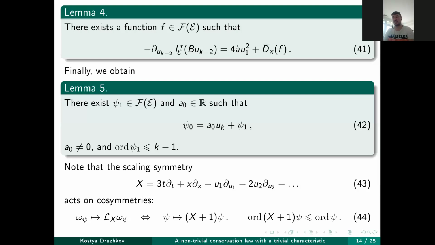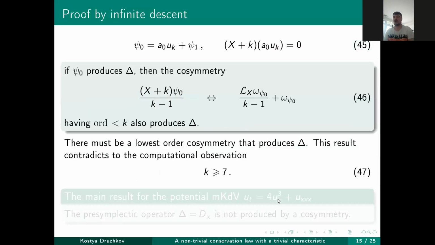This information itself is not that important, but it's nice to know, right? It's easy to see because of the structure of these coefficients. It cannot increase the order. X itself cannot increase the order. And here we have just X psi plus psi on the right-hand side. So the order remains either the same or it becomes less than the order of the original cosymmetry psi. So it acts on cosymmetries in this form, and now we can get the final proof by infinite descent.